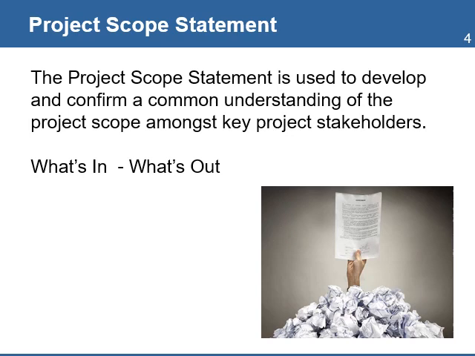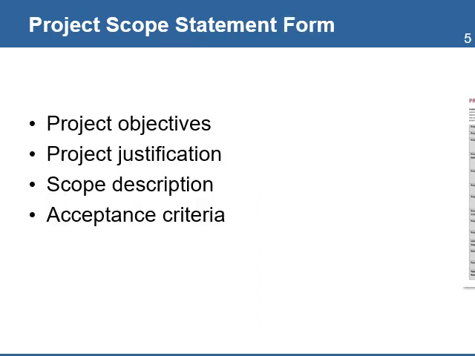The main purpose of this document is to get a common understanding of the project scope among all key project stakeholders. This document is used as a communication tool to ensure that everyone has a common perception of what the project is and what it is not. It is also used to communicate any changes made to the project.